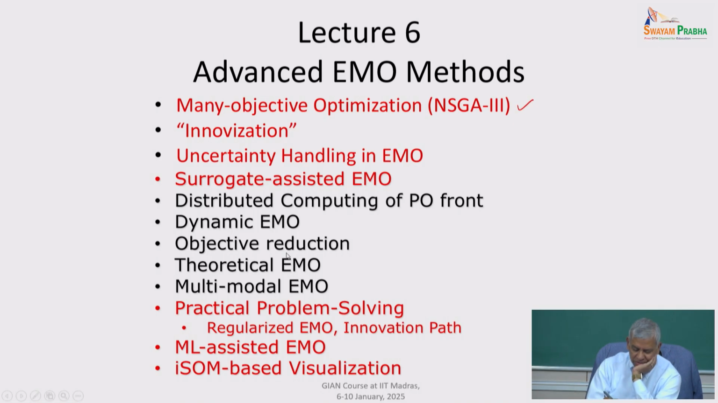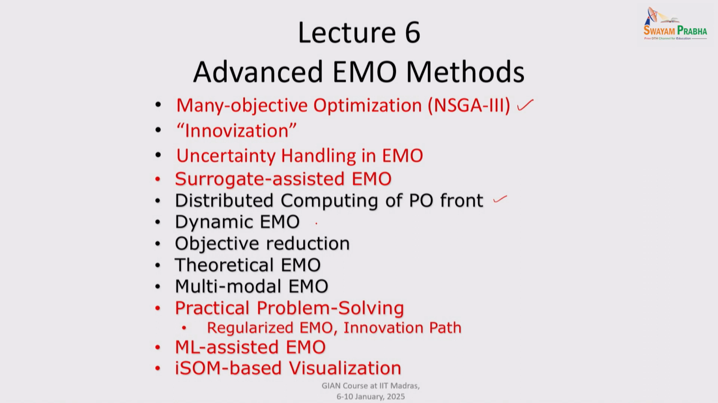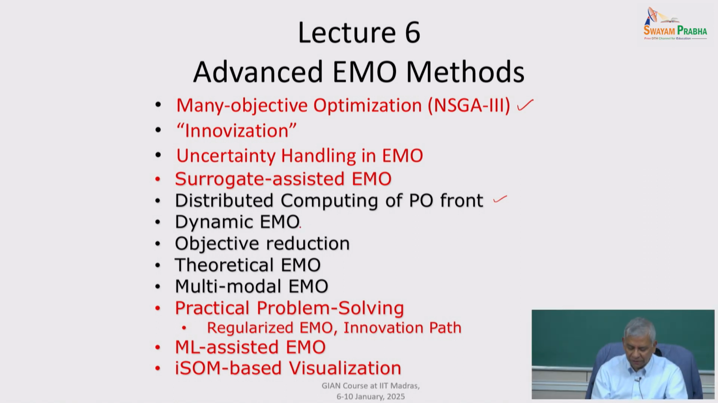All the other things that you see, some of them I put in black, we're not going to do, we'll probably not have time. I will already talk about distributed computing, with different cones. Then there is dynamic EMO, where the Pareto front is changing. The problem is changing with time. We also have ways to solve them. You find some objectives are correlated to each other, so you can reduce the objectives. So that's something that can also be done.